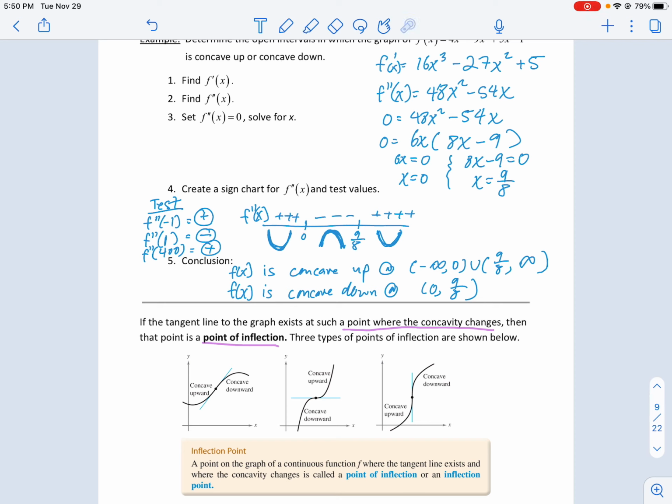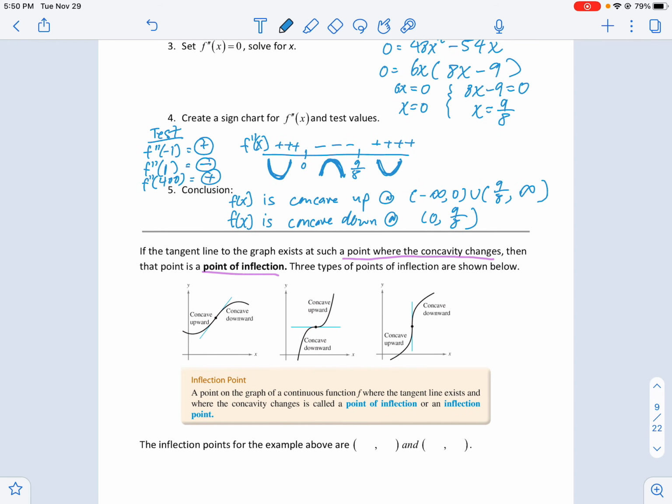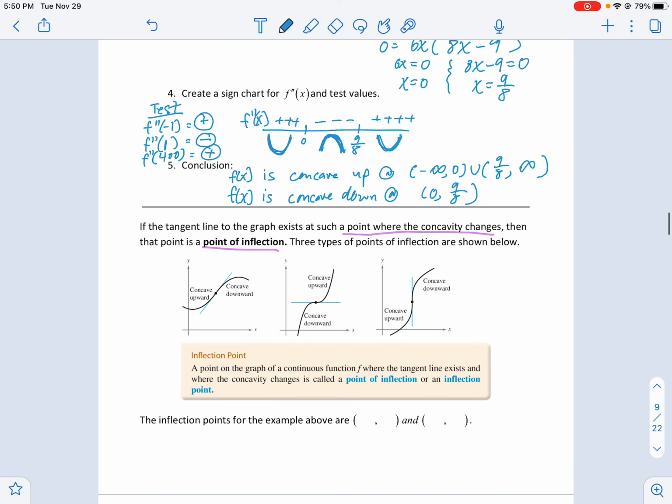But in this case, in our actual example, since we have a change in concavity on both sides of this point, 0 is going to be an inflection point. 9/8 will also be a point of inflection because there's a change in concavity. It goes from negative to positive. So it only happens when the concavity changes between that point. Okay. So we do have 2 points of inflections in our previous example.